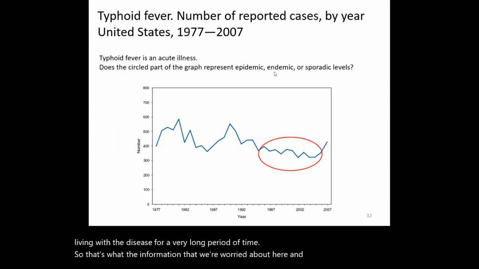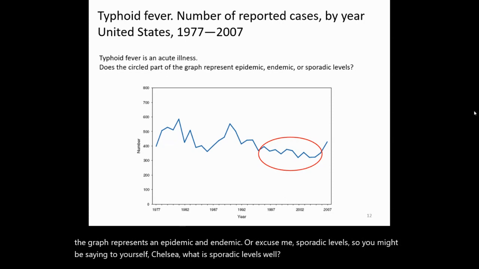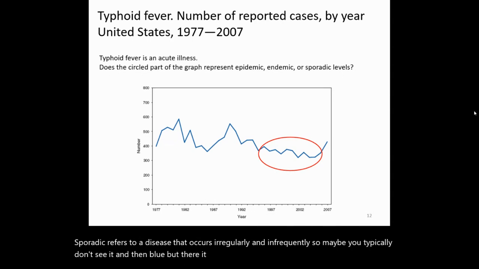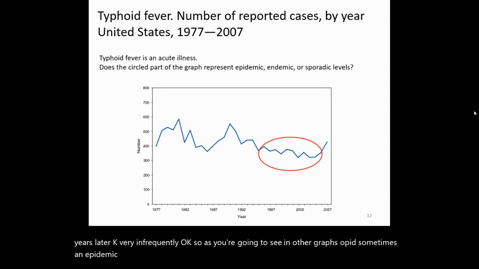And so does the circled part of the graph represent an epidemic, an endemic, or, excuse me, sporadic levels? So you might be saying to yourself, Chelsea, what is sporadic levels? Well, sporadic refers to a disease that occurs irregularly and infrequently. So maybe you typically don't see it and then bloop, there it is randomly. Oh, bloop, there it is 5 years later. Oh, bloop, 20 years later. Very infrequently.